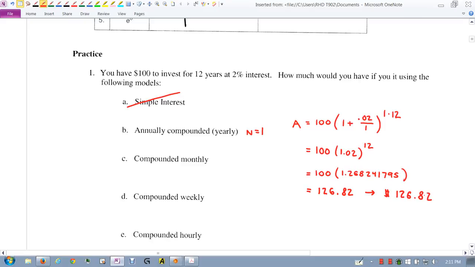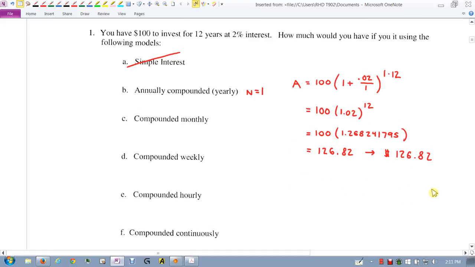126.82. So when you go to the bank 12 years later to crack open that nest egg that you've put in there, right? You've got 26 bucks more than you had when you started. Congratulations. It's probably with inflation worth less than $100 now. All right. That's what happens if it's compounded yearly.